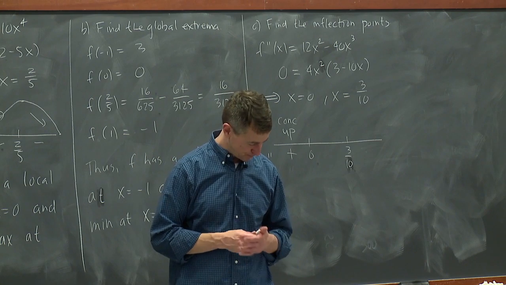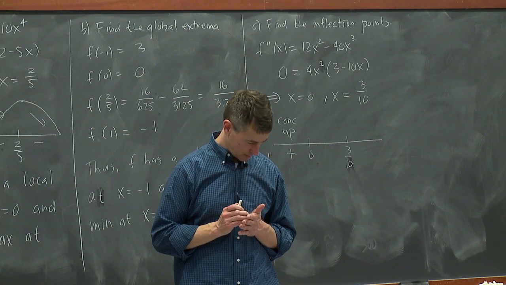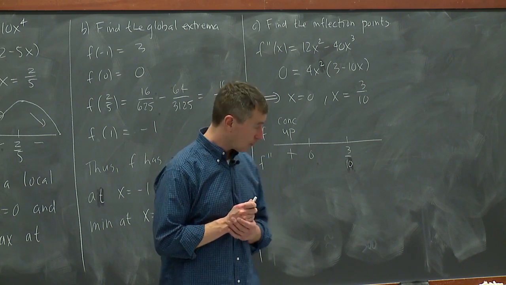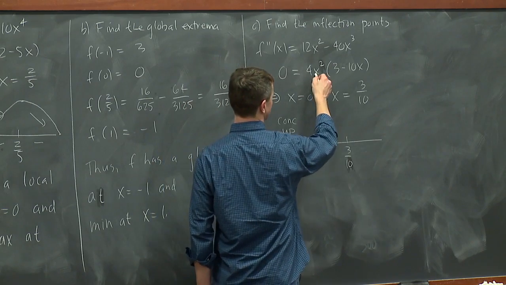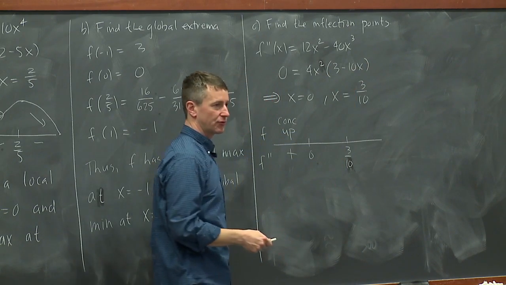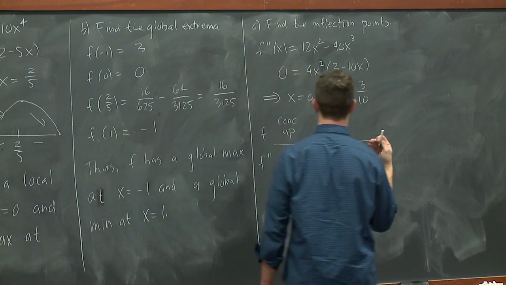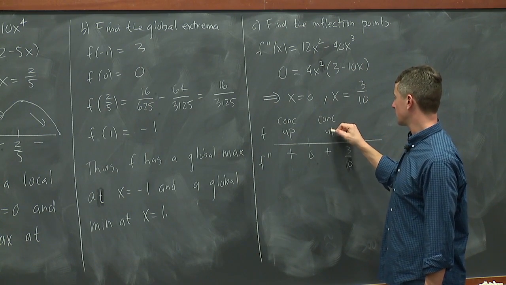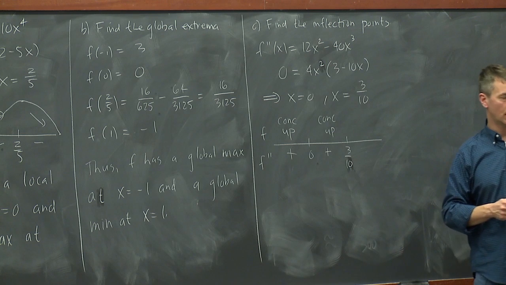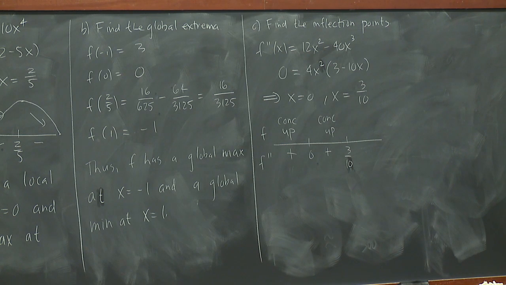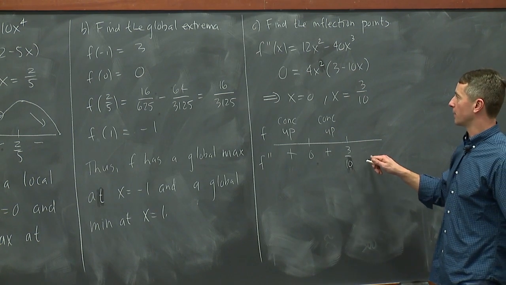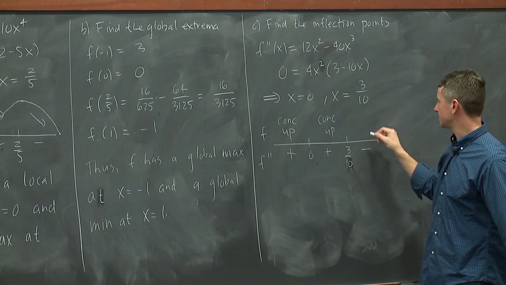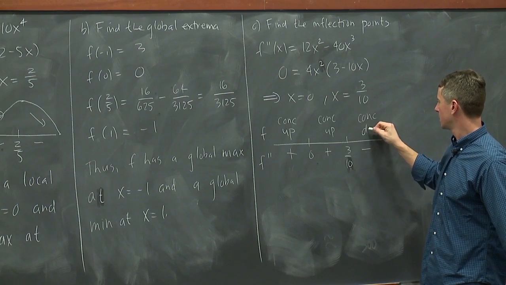What's a good number to pick next? 1/10. So this will be positive. This will be 3 minus 10/10, 3 minus 1, which is positive. So was x equals 0 an inflection point? No. So good thing we checked, right? It's not enough just to find out where F double prime is 0. Then we can plug in 1. We get a positive times now a negative. So now F does change concavity.